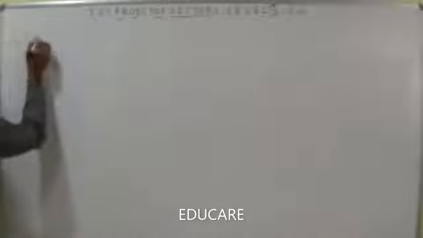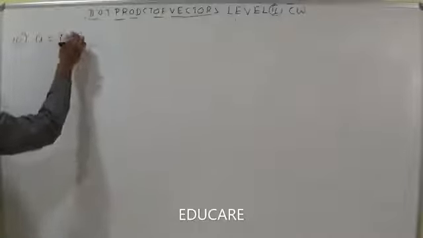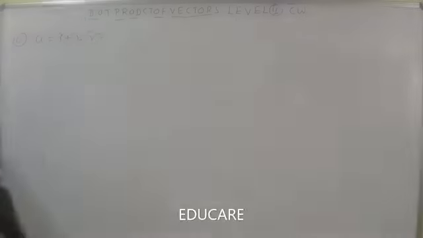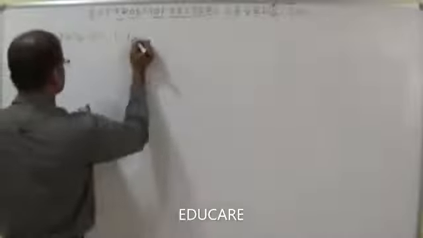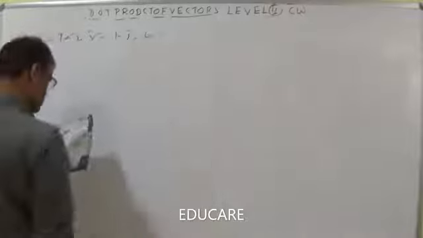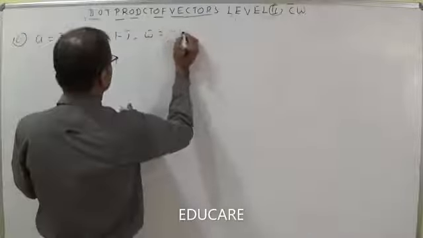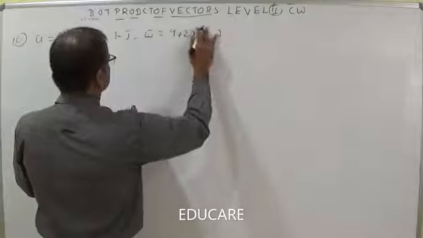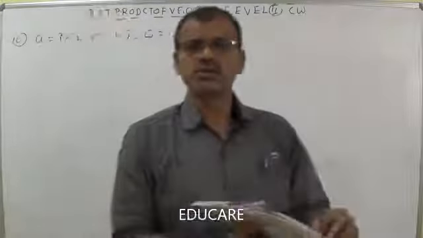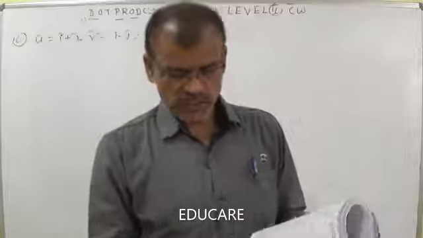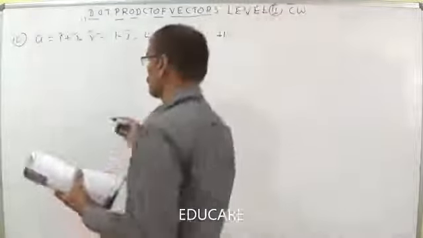U bar is equal to I bar plus j bar. V is equal to I minus j. W is equal to I plus 2j plus 3k. If n bar is a unit vector such that U bar dot n bar equal to 0, V bar dot n bar equal to 0.